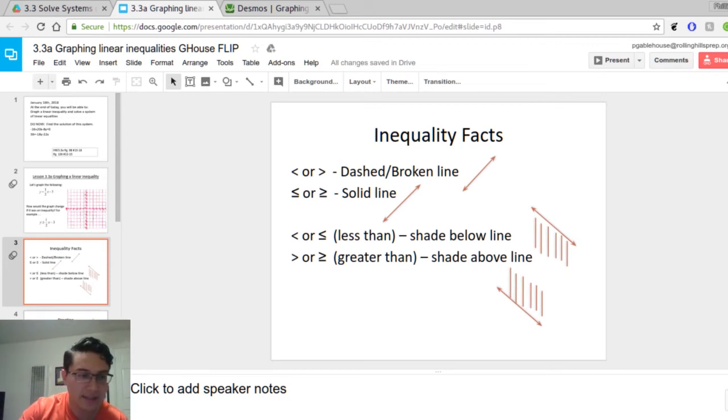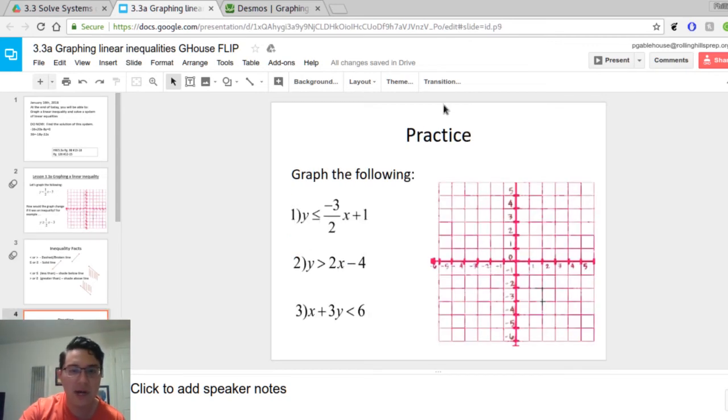So let's do some practice of this. Let's go to the next page. On your graph paper, I would like you guys to graph each of these. Now I have these set up in Desmos, so I will show you guys what the final answer looks like. I'm not going to walk through the steps. The first thing you need to do is graph this like it's a line.